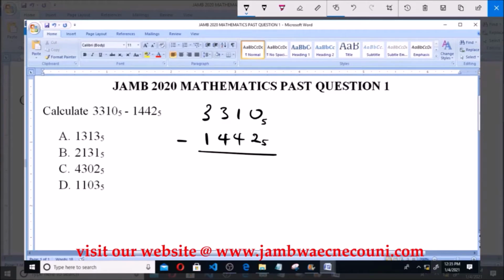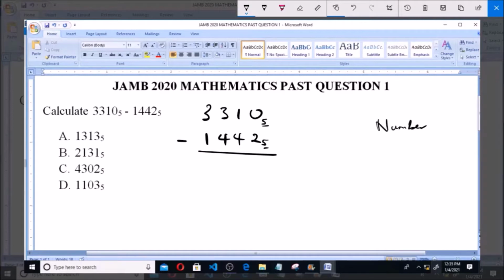Now, subtracting this from this, we have to be conscious of the base, which is base 5. We have 0 minus 2. Now, 0 is smaller than 2, and the arithmetic cannot function. So we have to borrow from this one. Borrowing from this one will be in form of 5, because the number base is base 5. So, borrowing one from the higher part, which is the tens unit, will be in form of 5. So now borrowing one from here, here becomes 5. Now 5 minus 2 will give us 3.